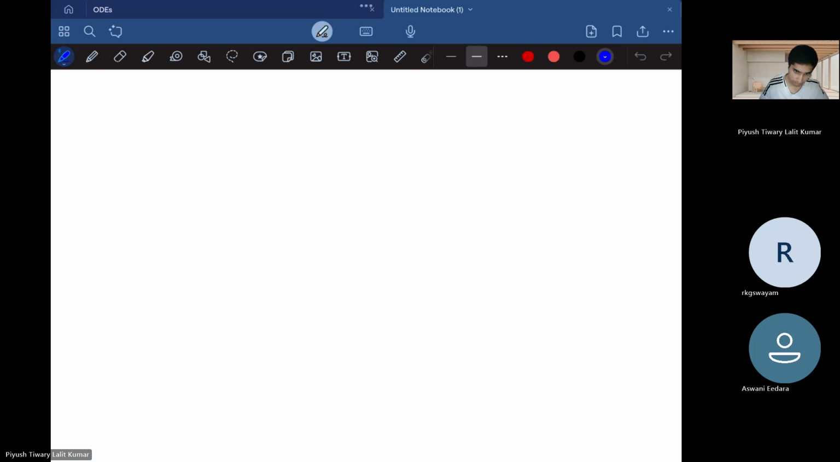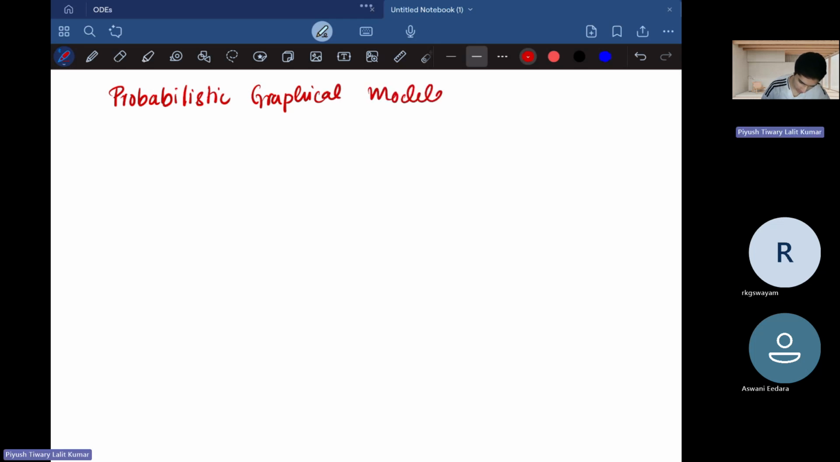So let me write that down. This will be about probabilistic graphical models, which is something very basic actually. Probabilistic graphical models.